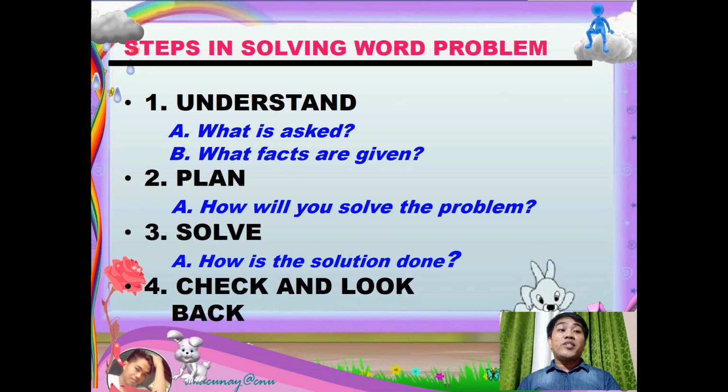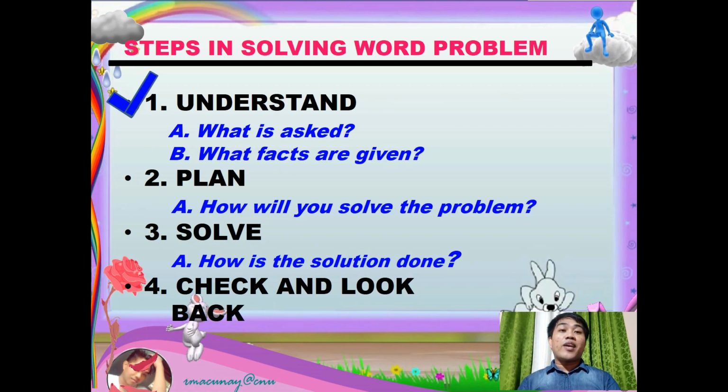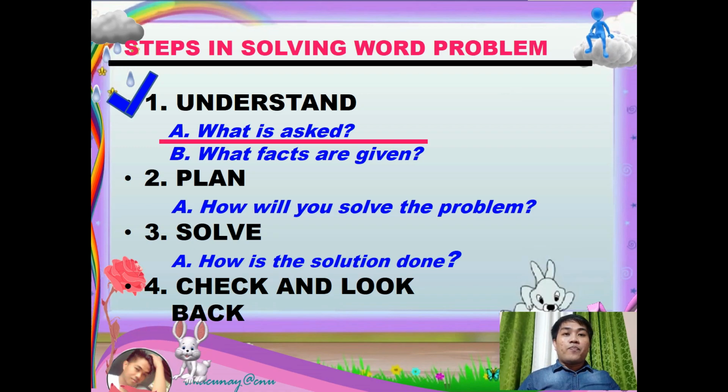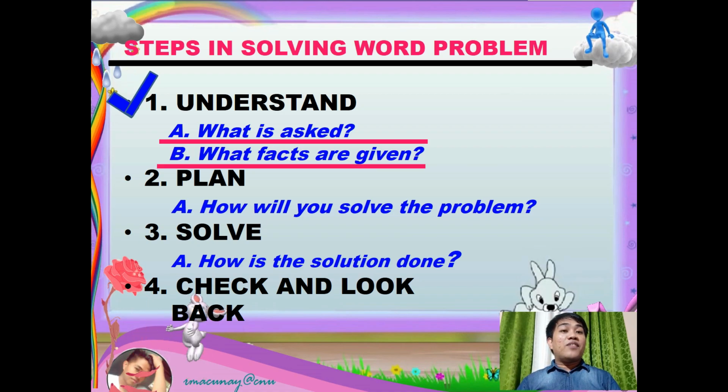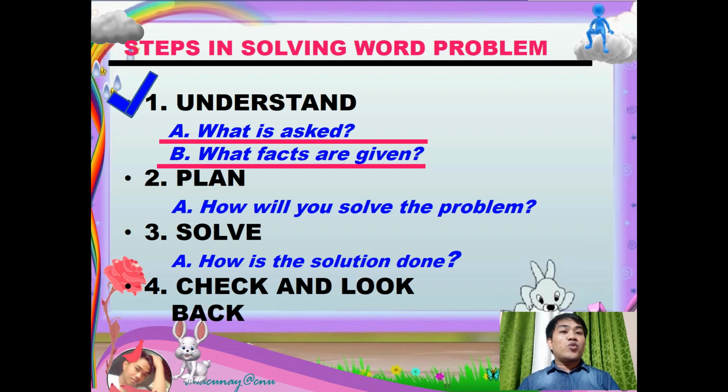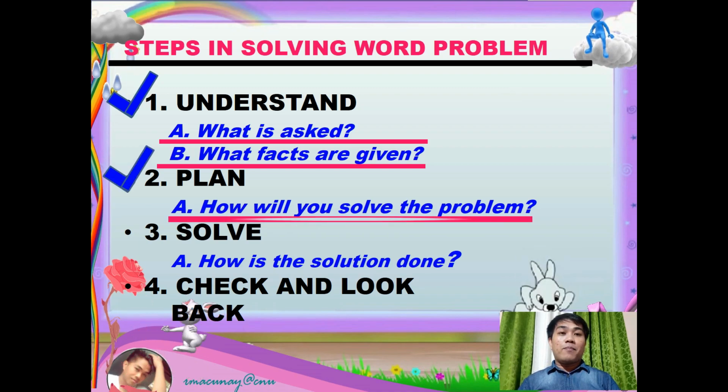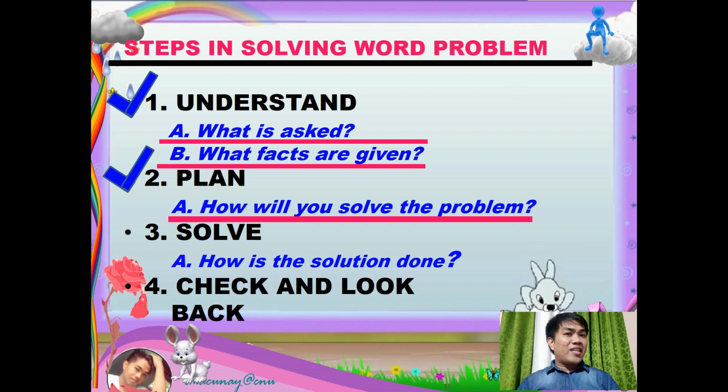How will you be able to understand the problem? First, you need to identify what is being asked in the problem. This is usually found at the last part of the given problem, usually in a form of question. Next, look for the given facts. This is very easy to locate since this is usually associated with numbers. Next, plan. How are you going to solve the problem? Is it through finding the GCF or finding the LCM or something like that? It depends on the problem.